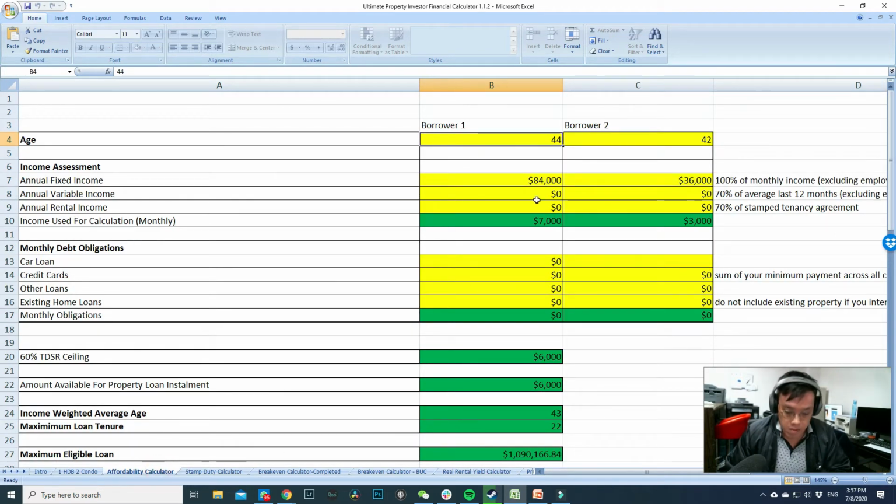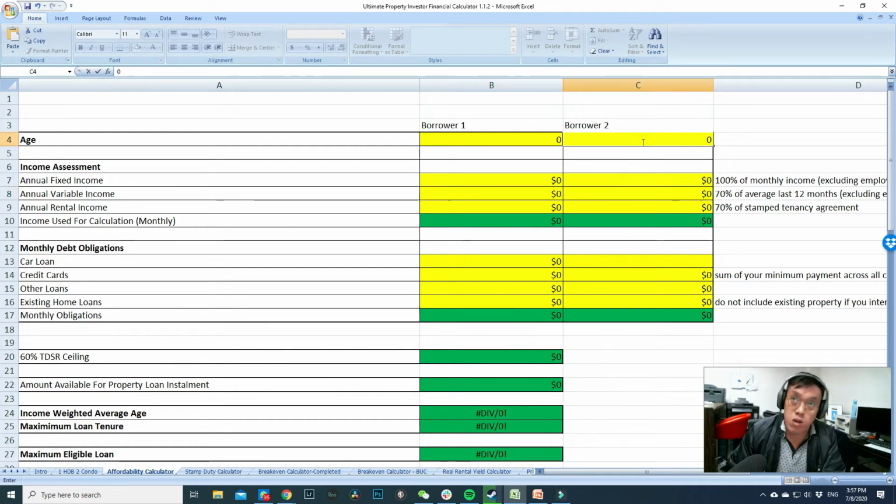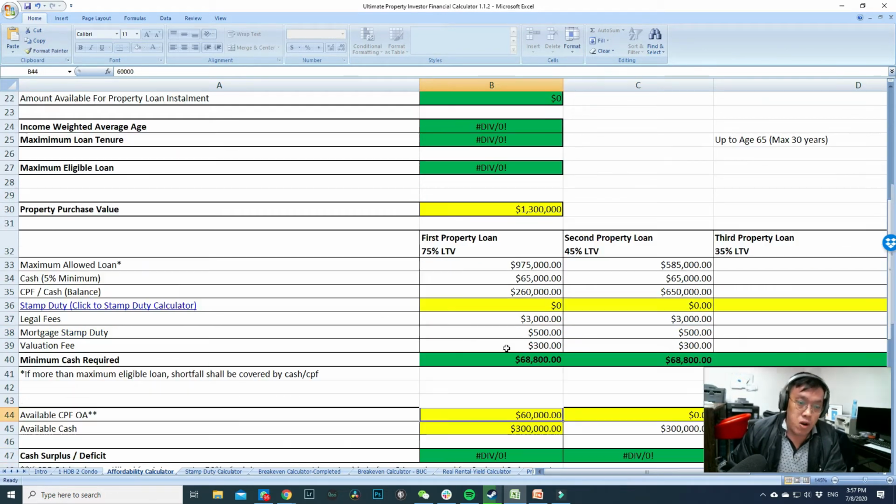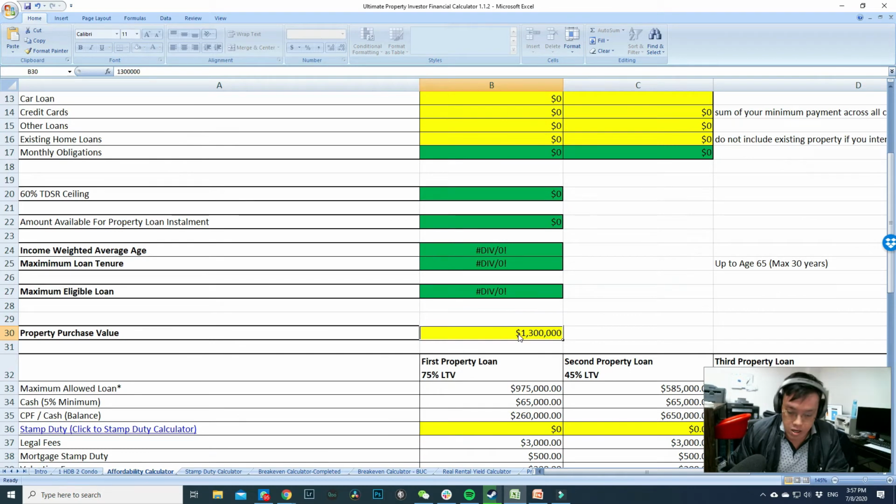For her, it's very simple, because she doesn't currently own any property, so you don't have to do the selling. Let me just zero out the entire thing. You see how this calculator works?